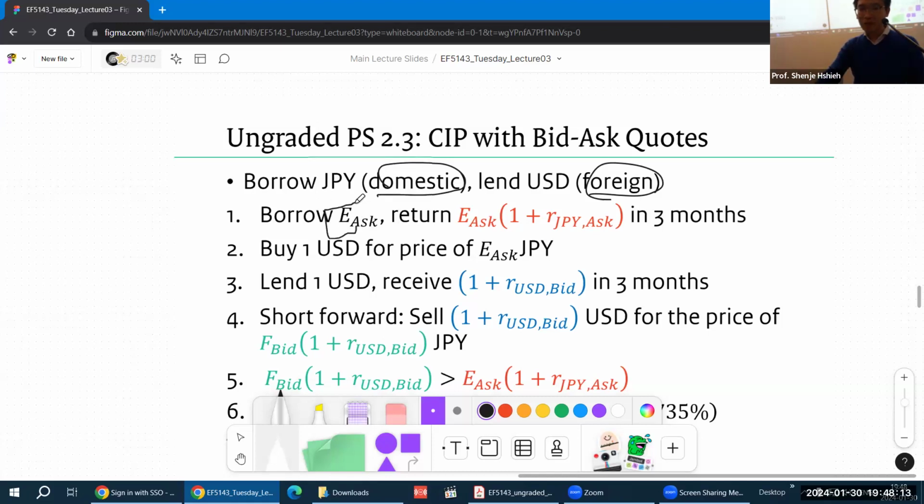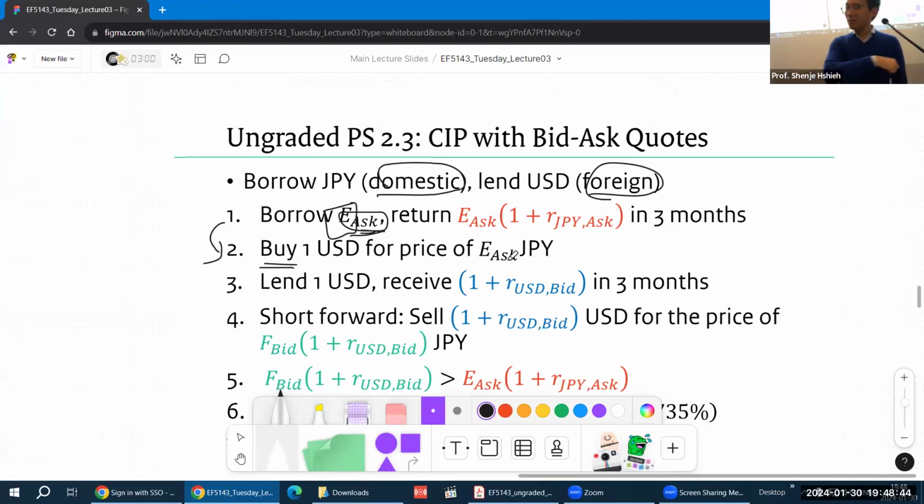But the question is, do we borrow at the bid or do we borrow at the ask, right? That's probably what you're asking. We know we have to borrow E, but do we borrow E ask or E bid? Well, we can tell by looking at step 2, in which we have to turn around and use the amount we borrowed to convert to the foreign currency. So we have to buy 1 USD, meaning we have to pay the more expensive price, which tells us that in step 1, we should actually be borrowing at the ask amount. Okay, so that's how you tell.